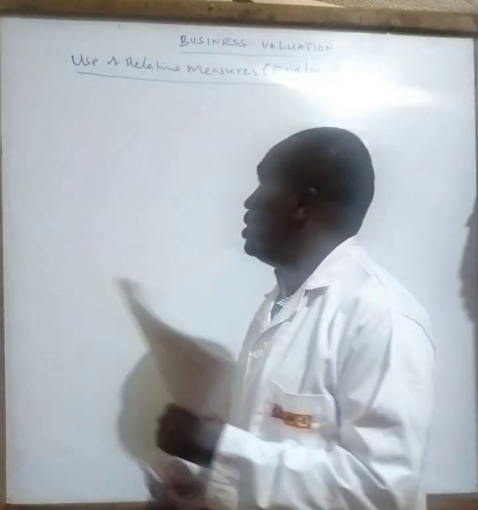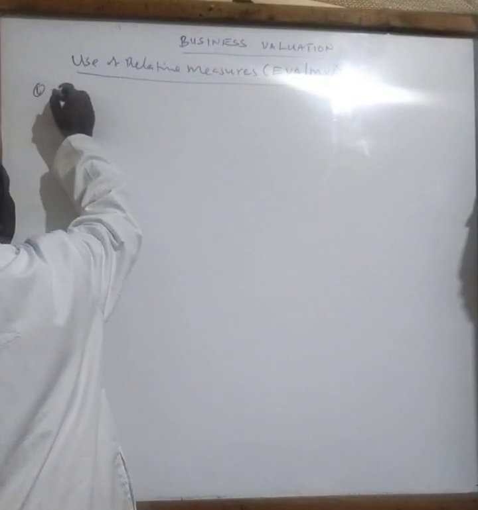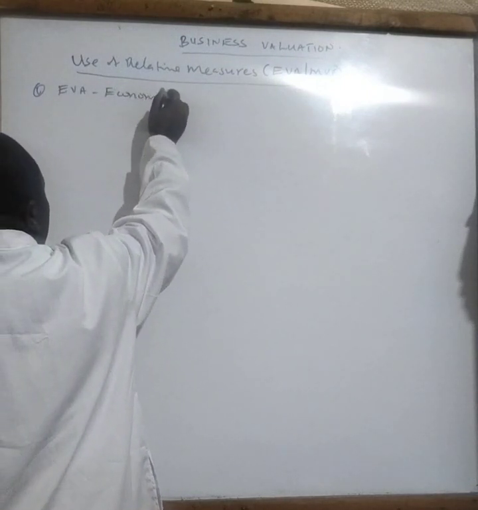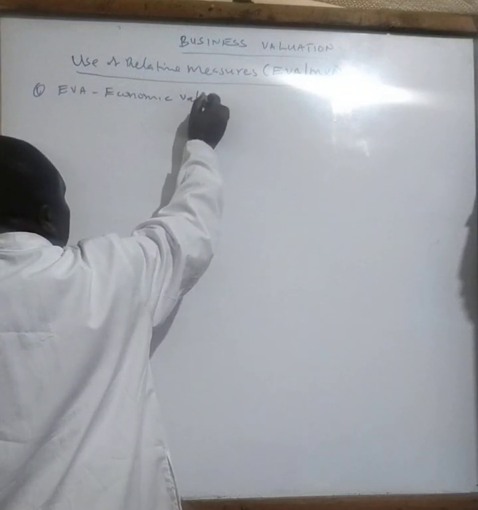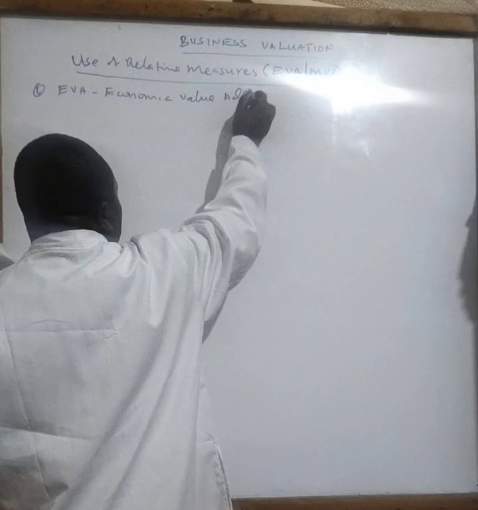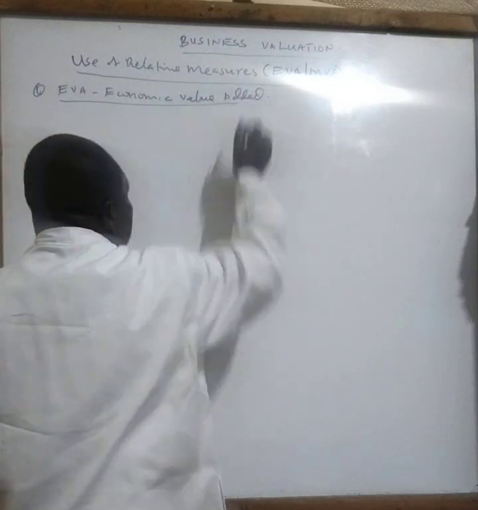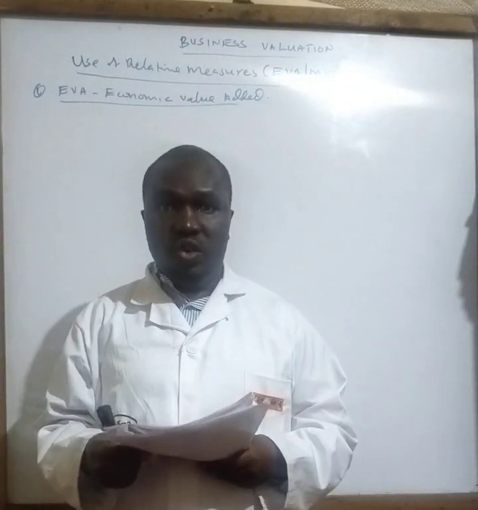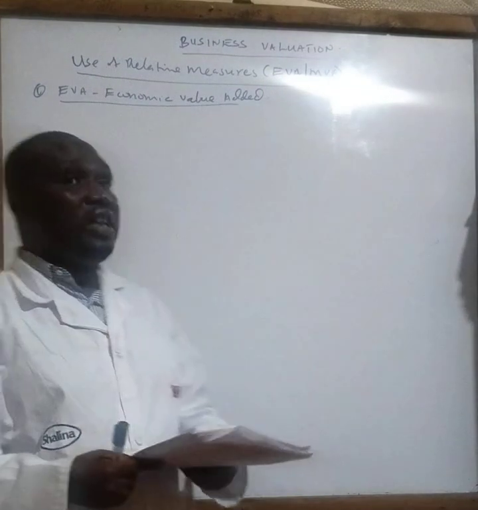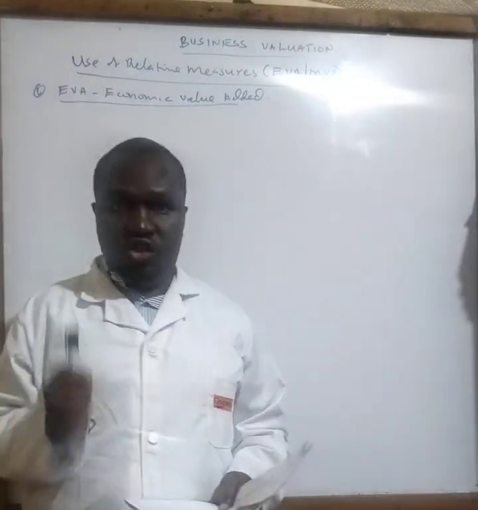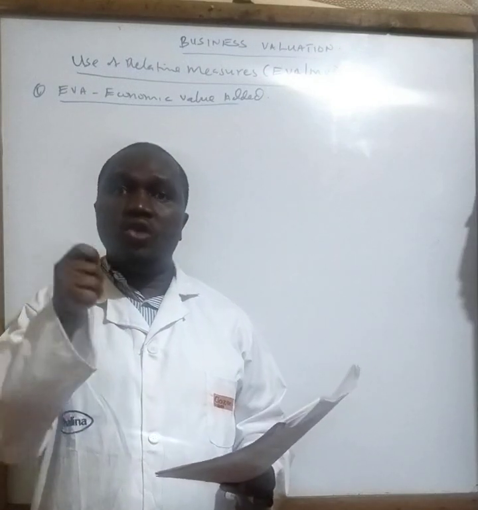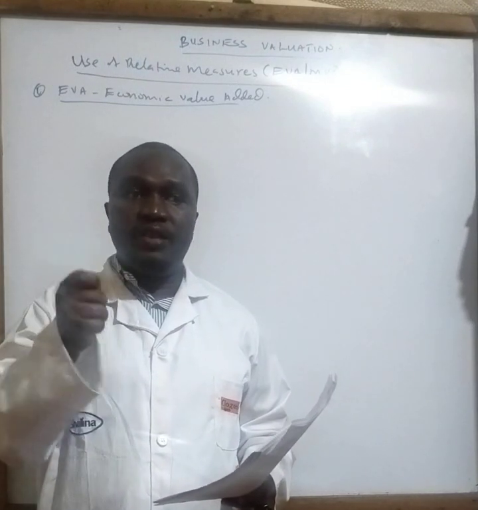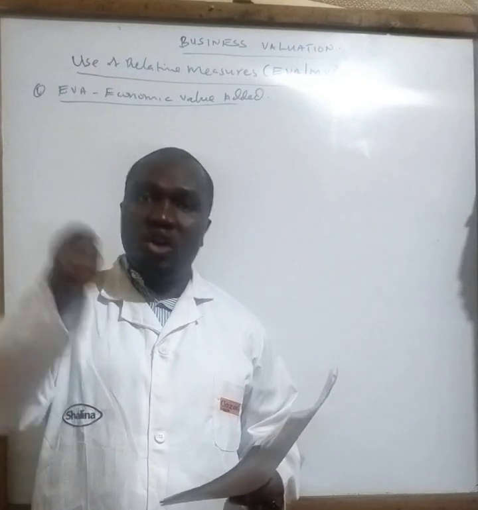Before I begin, let me start with the first element, that is EVA. EVA stands for economic value added. Economic value added is one of the methods used to measure the value of a given business or a given security. This EVA states that for us to do a good valuation, we have to account for the cost of capital, that is to say, the rate at which the capital is attracting a cost to the organization.